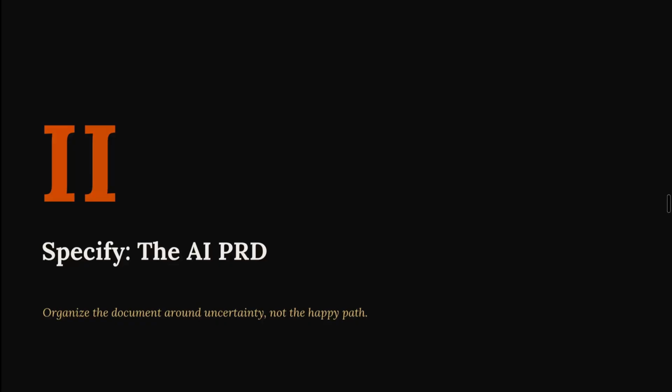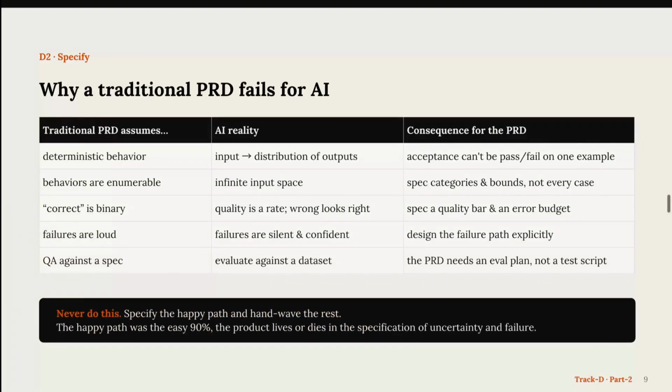So where does the traditional PRD fail for AI? It assumes deterministic behavior. What happens when a given input produces different distributions of outputs? Can the acceptance be just pass or fail? It cannot. There needs to be a variation of pass or fail, or the acceptance criteria or rubric itself needs to be very probabilistic in nature. Here the behaviors are enumerable. When you say enumerable, you can count them on your fingertips, or you can list them down saying there are 10, 20, 100 behavior types.